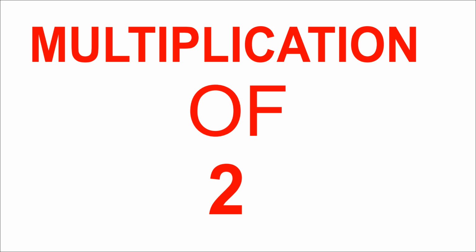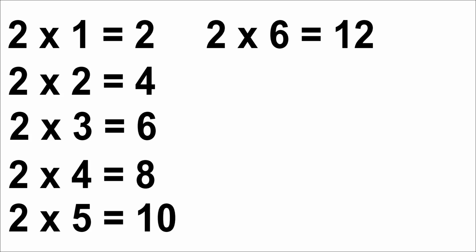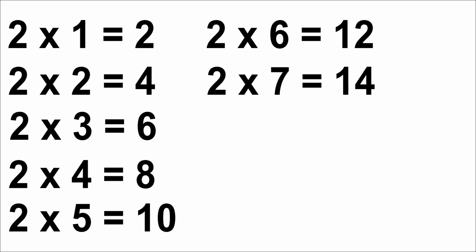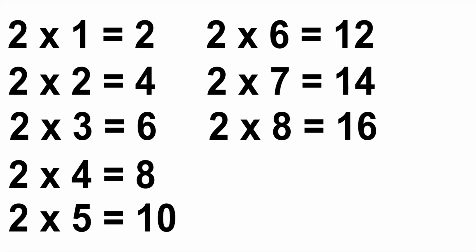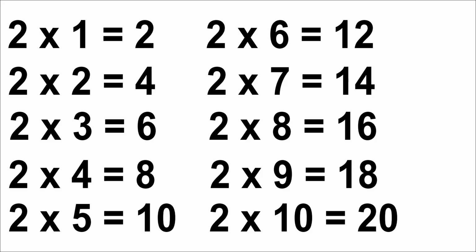Multiplication number 2. 2 times 1 is 2. 2 times 2 is 4. 2 times 3 is 6. 2 times 4 is 8. 2 times 5 is 10. 2 times 6 is 12. 2 times 7 is 14. 2 times 8 is 16. 2 times 9 is 18. 2 times 10 is 20.